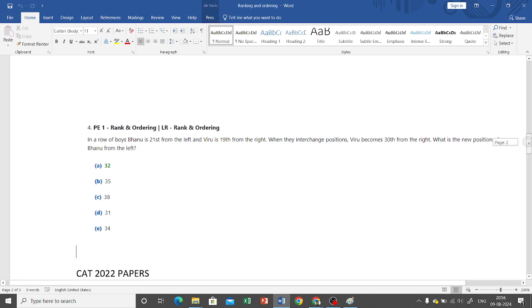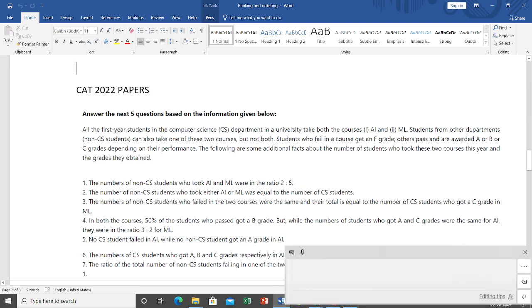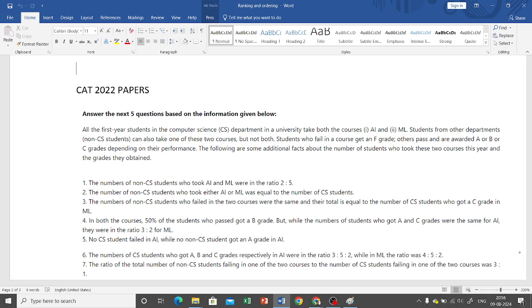Okay, so this next sum, see, although it is given under the category of ranking, it can be considered as a category of Venn diagrams also.